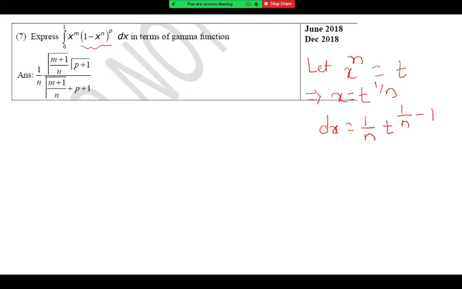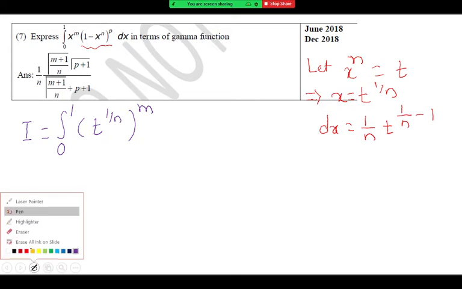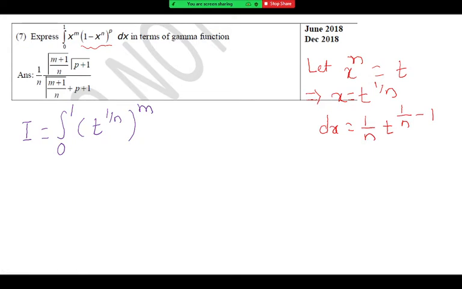So what about the integral I then? Limits remain the same. There is no change in the limit. So the integral I becomes 0 to 1. The value of x is t raised to 1 by n. dt, yes, correct. I missed that dt. So I'll write it. No worry. So this dt is left here.